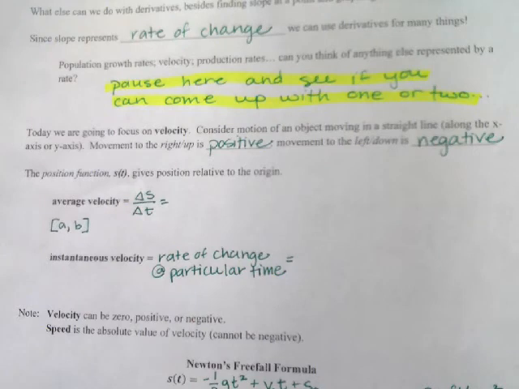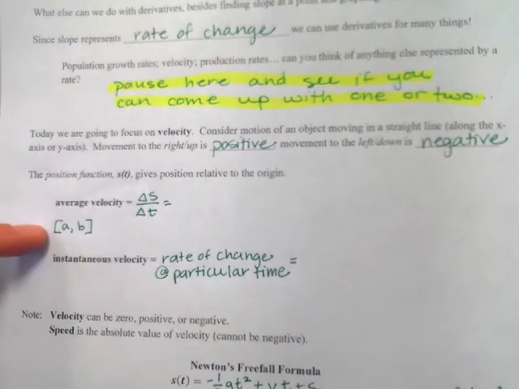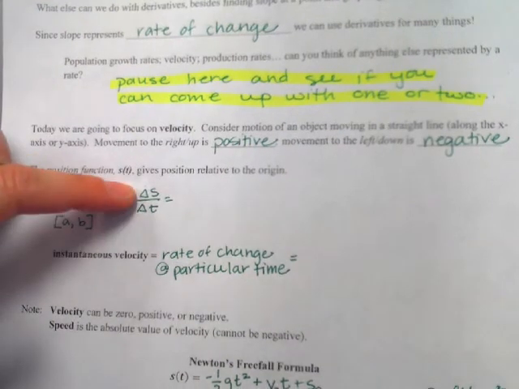We're usually given a position function. We'll go over what our position functions will be today. And our position functions give position relative to the origin. Two ideas that will be very important to us are average velocity over a certain interval and instantaneous velocity.